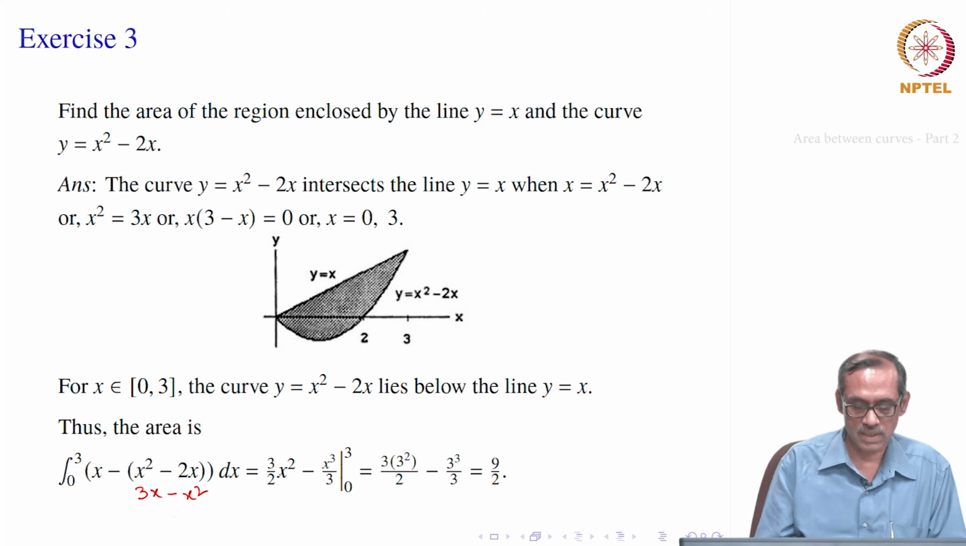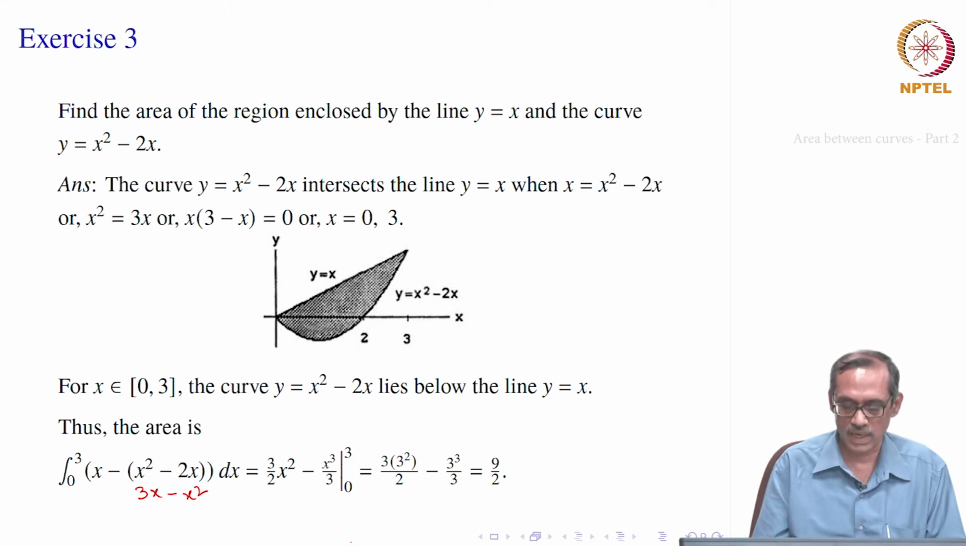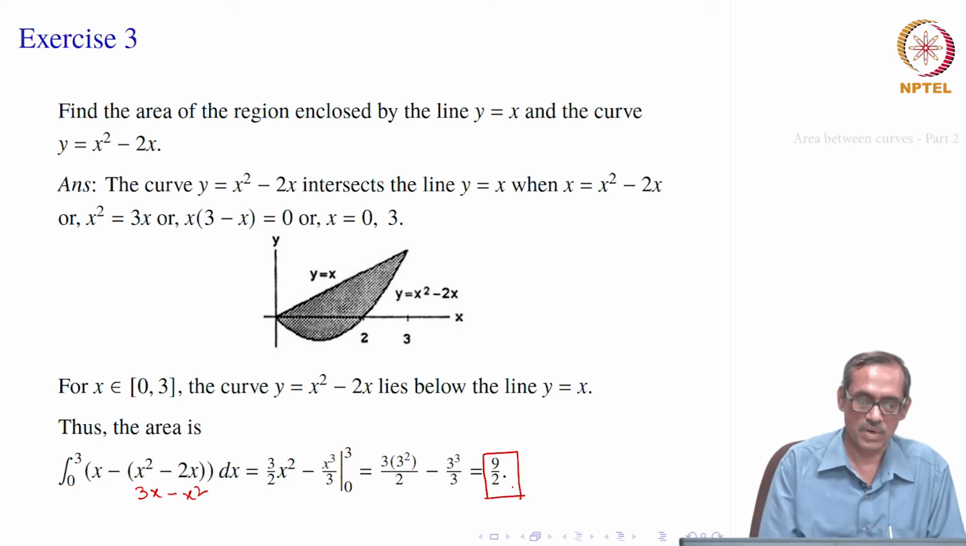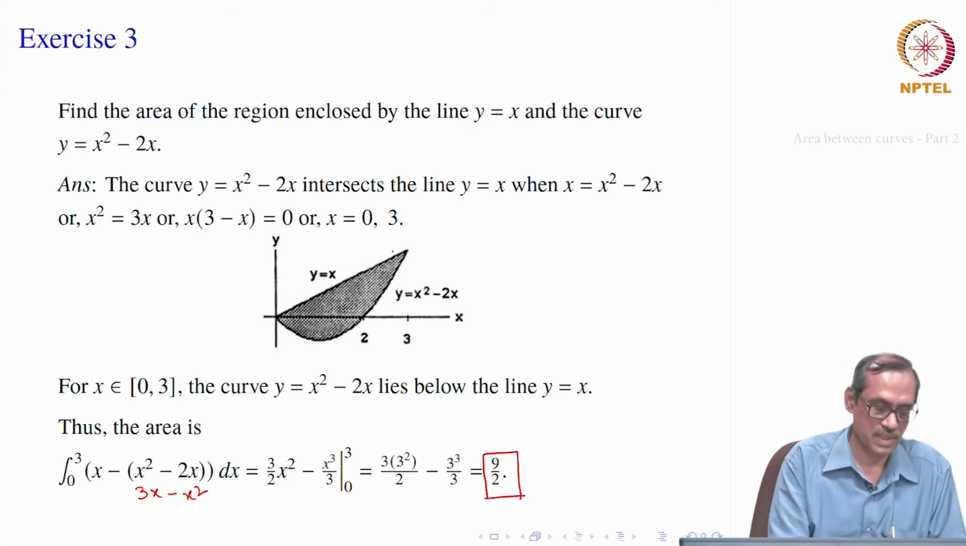So, 3x has the integral 3 into x square by 2, and x square has the integral x cubed by 3. This has to be evaluated at 0 and 3 and subtracted, which gives the answer as 9 divided by 2. So, this was fairly straightforward, but you have to find the points of intersection first.